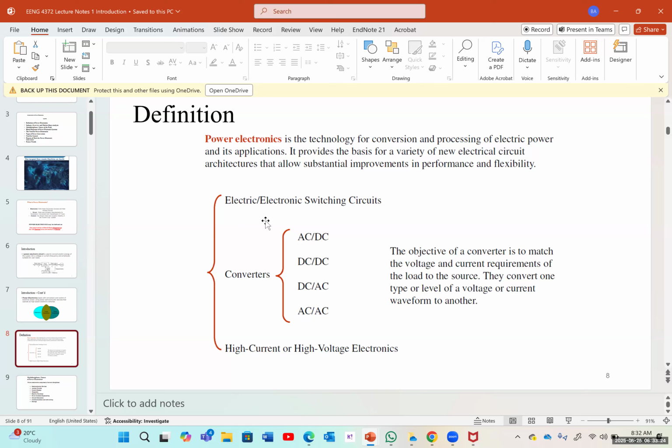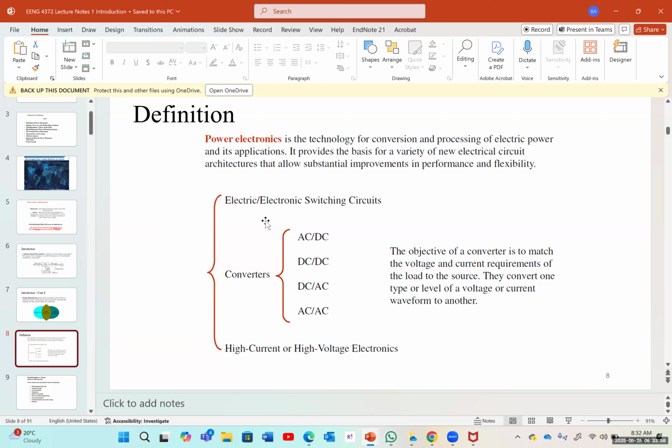So we have, again, three main categories. We have electronic switching circuits. We have the converters, which are the AC to DC, DC to DC, DC to AC, and AC to AC converters. And we have the high current or high voltage electronics. The objective of converters is to match the voltage of the load with the source, or convert one type of energy to another, meaning AC to DC, or DC to AC.